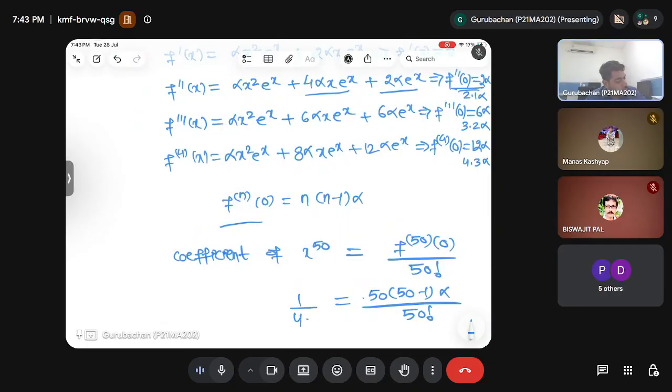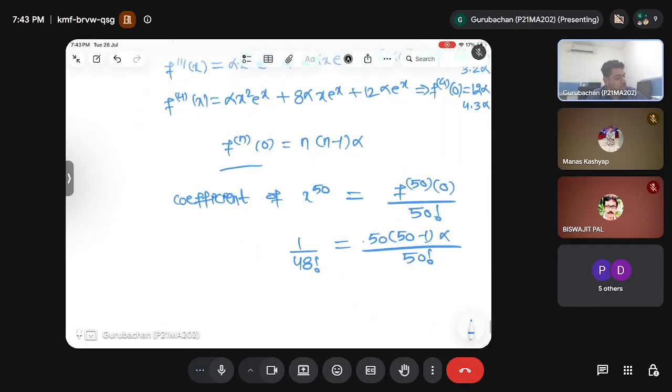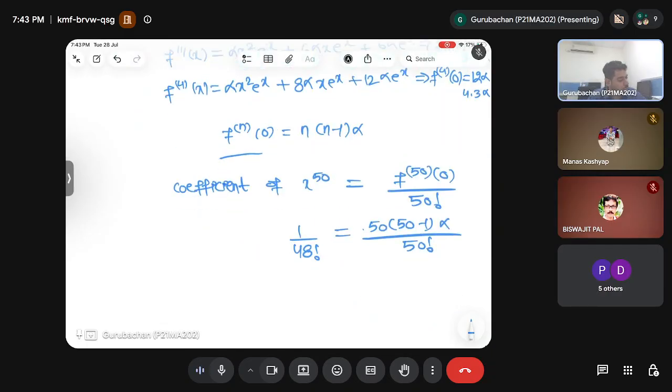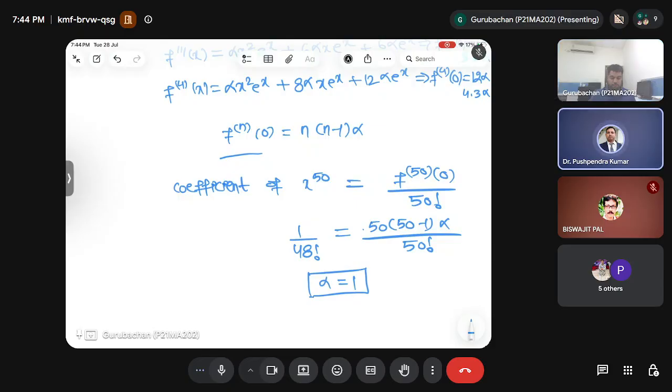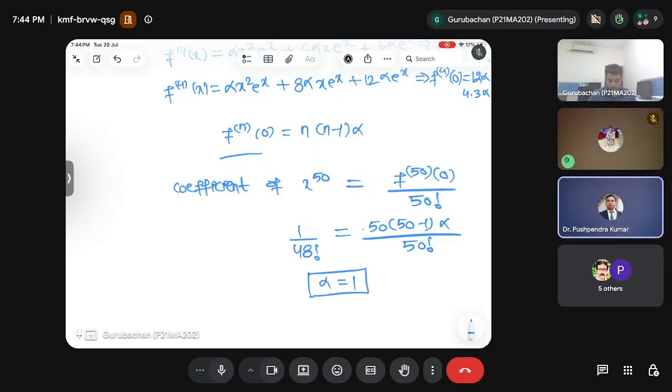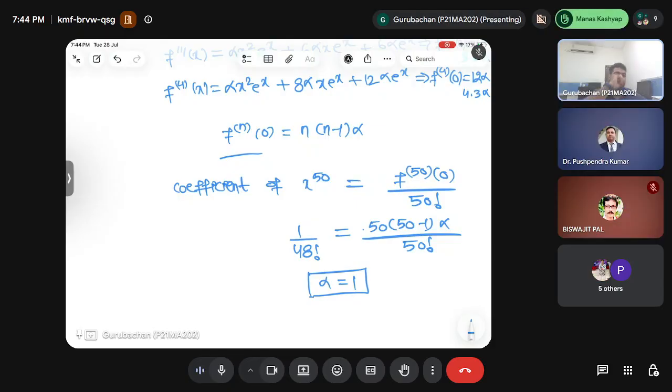So this is given as 1 by 48 factorial. So from here, if you observe, alpha is nothing but 1, because 50 will cancel out, 49 will cancel out, and you will be left with 48 factorial. Is it clear to everybody? Yes, it is clear. Okay, thank you. Yes, Manas, please ask.